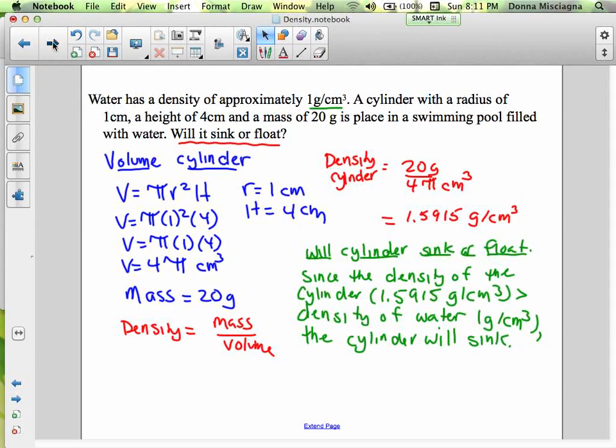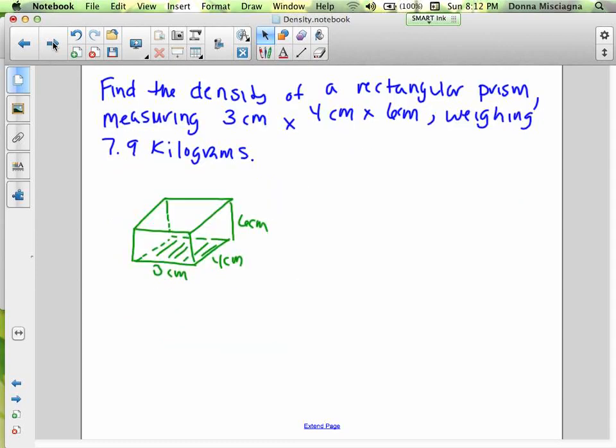Lots of good real-world examples here, problems for us to solve in this lesson. All right, so we want to find the density of a rectangular prism measuring 4 centimeters by 3 centimeters by 6 centimeters and weighing 7.9 kilograms. So I have it pictured there for us.